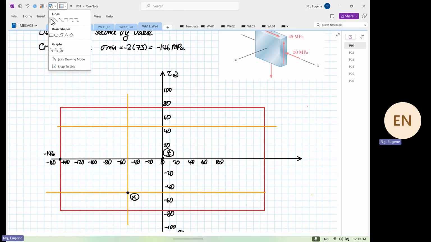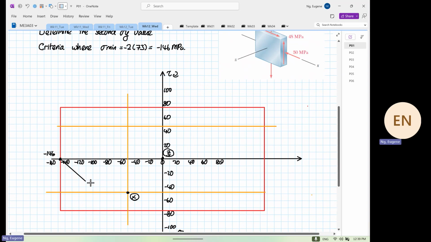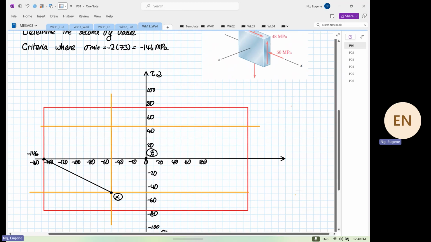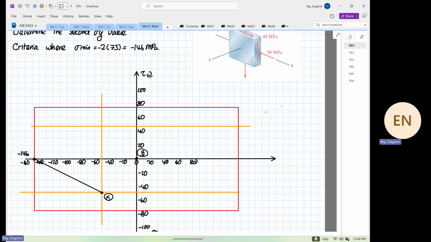So I'm going to draw a line connecting from here to here. So with this, we have to determine point Y. So how do we do that? I've taught you the basics before. We are going to apply the rules of a circle.